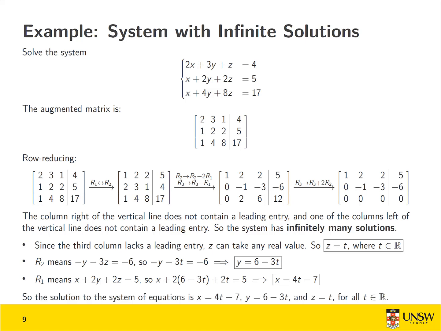This means we've been able to find the infinite set of solutions to the system. So in conclusion, the solution to the system of equations is x equals 4t minus 7, y equals 6 minus 3t, and z equals t, where t is any real number.